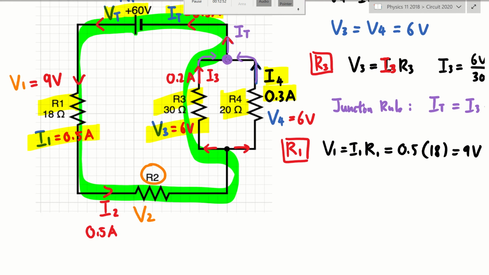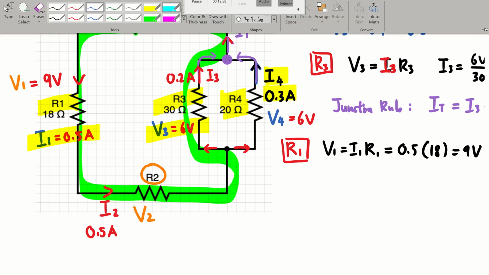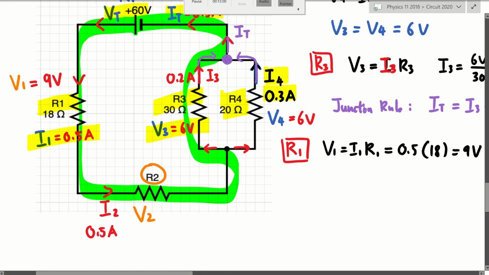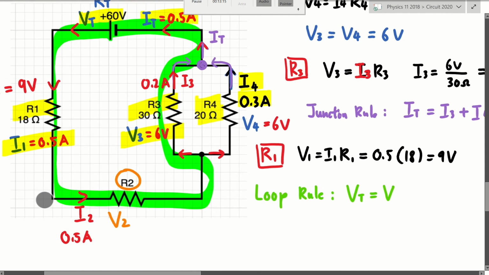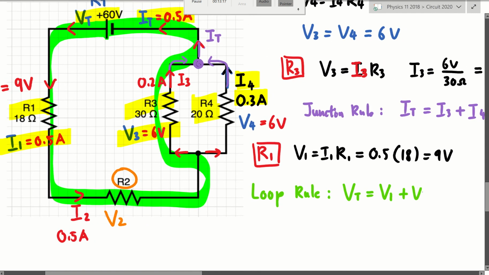Okay. So now I can use this loop, right? So this is the loop rule. I'm going to write down that we are actually doing the loop rule right now. And that gives us this green loop, right? This green loop is telling us that V total, the total voltage gain, is equal to the total voltage drop, which is V1 plus V2 plus V3.